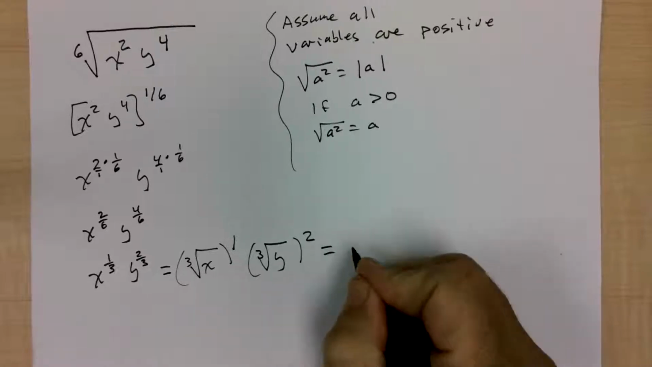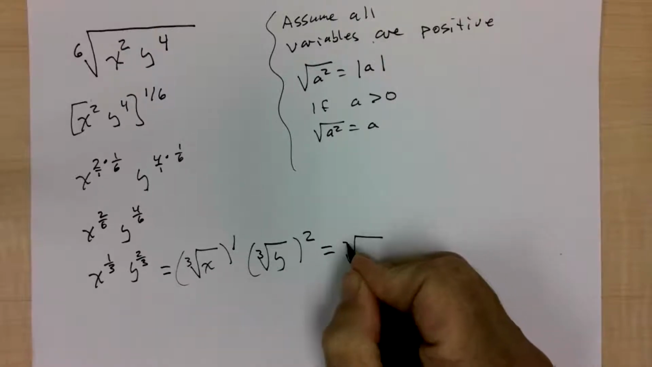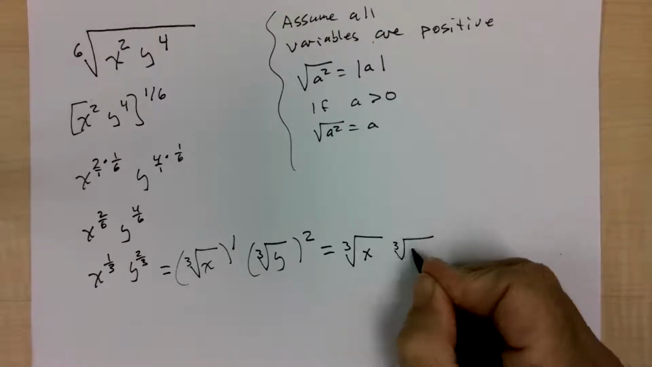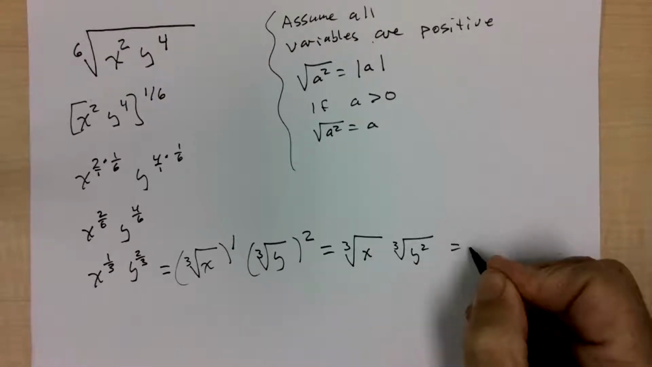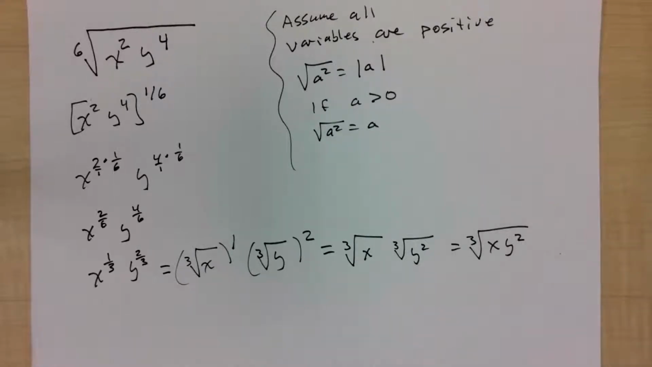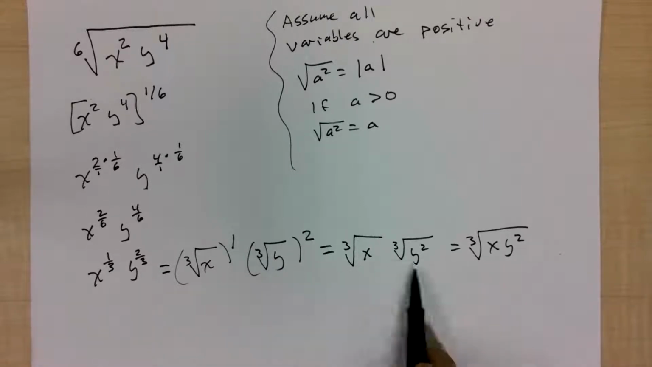Or you could also write it this way: cube root of x times the cube root of y squared. Or you could write it as the cube root of xy squared. So there are many ways to write it. I think they're all equally good in terms of exponents, in terms of multiplication of two radicals, and then in terms of one single radical. Ways for us to write a problem like that.